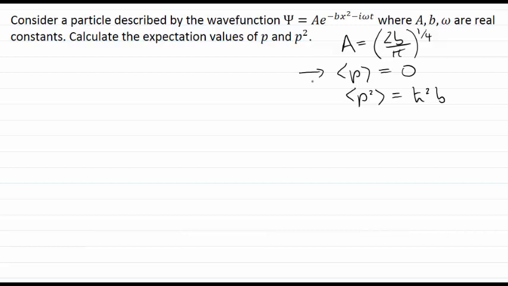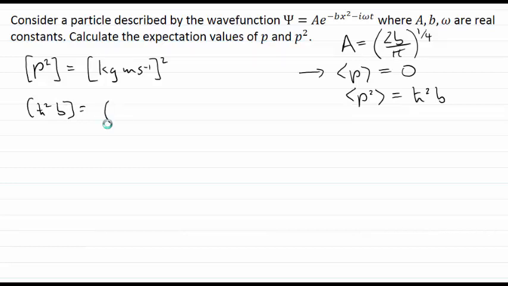One thing we might check is that the units make sense. So what are the units of a momentum squared? The units of a momentum squared will be the units of momentum, which you should remember are kilograms meters per second, squared. Now what about the units of h bar squared times b? Well, let's just think about what h bar is. H bar is Planck's constant over 2 pi, and Planck's constant has units of joules times seconds. So that will be h bar squared.